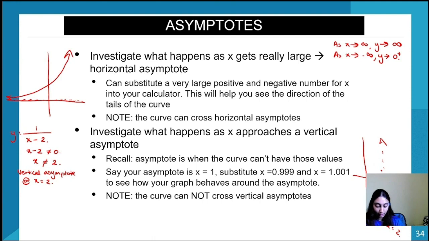Okay. As x approaches 2.000000001, it also approaches a half. Okay. So what my curve might look like.